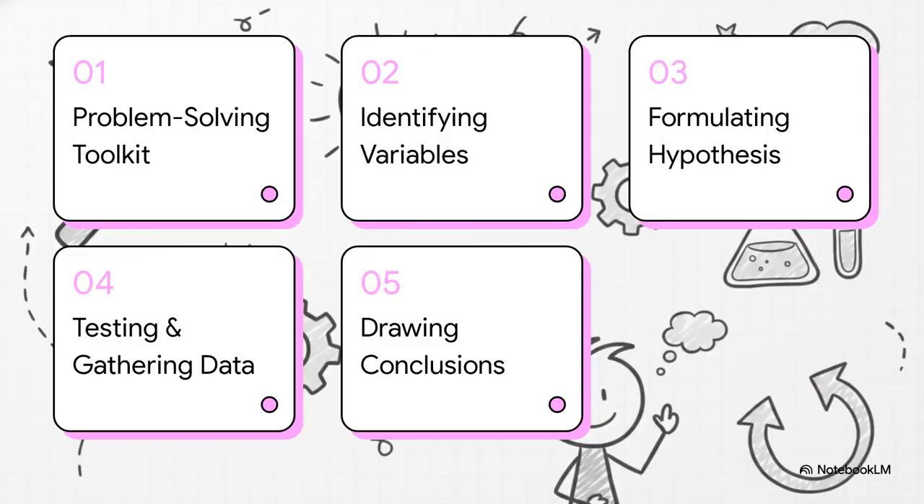Here is our roadmap for the explainer, and it logically follows the exact sequence of a classic scientific investigation. We'll start with a scientific problem-solving toolkit, then identify the three variables, formulate a hypothesis, test and gather data, and finally, draw meaningful conclusions. Let's jump right into step 1.